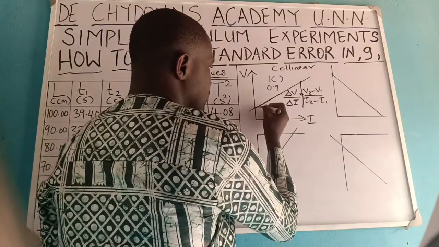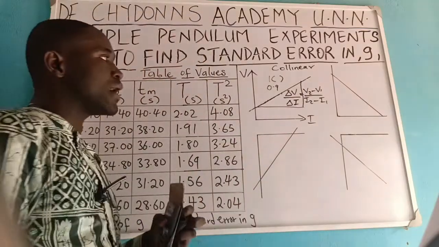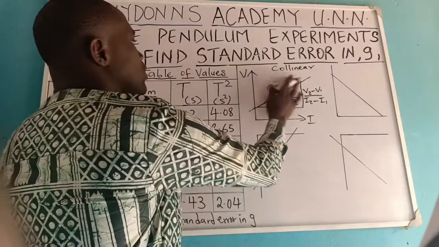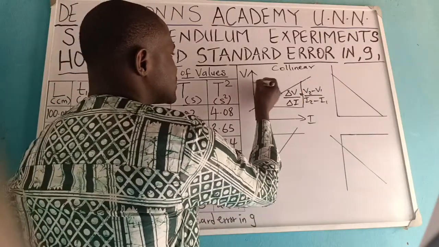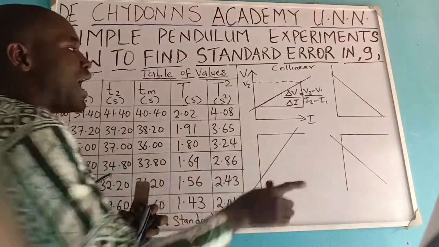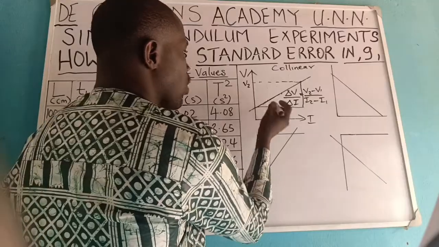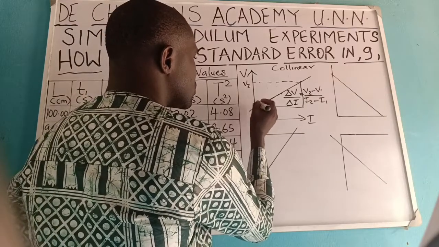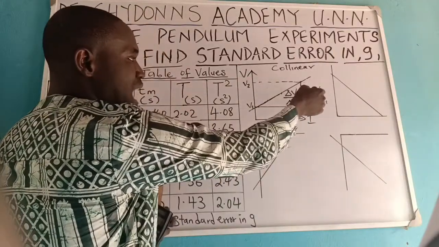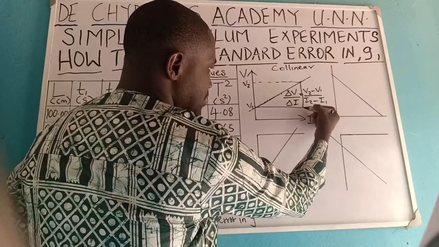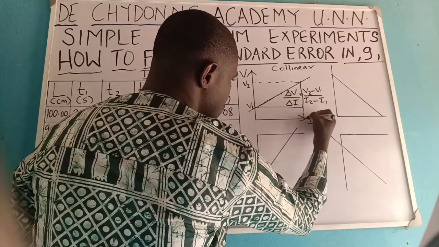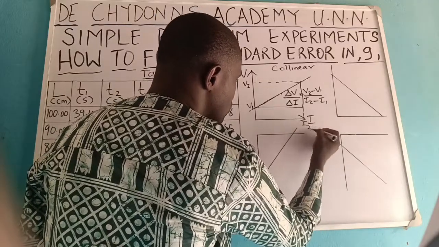With your ruler, you put your vertical line and your horizontal line. Then you now say this upper part will be taken to be V2. And the lower part will be taken to be V1. Then, where this vertical and the horizontal meet, look at where they meet. Where the vertical and horizontal meet, you trace it down. That will be your I2.